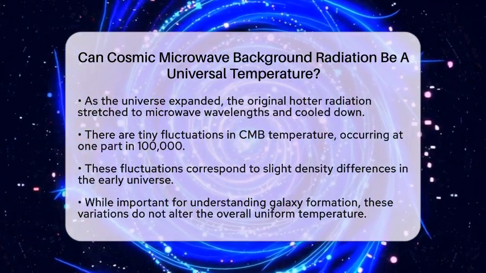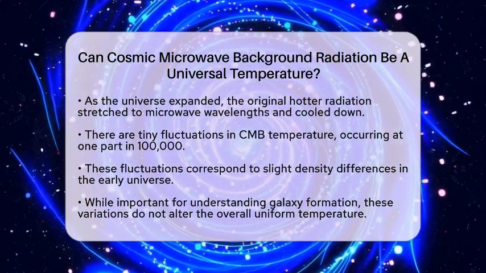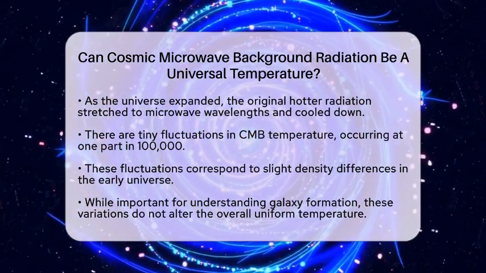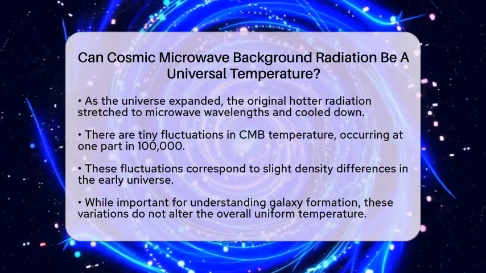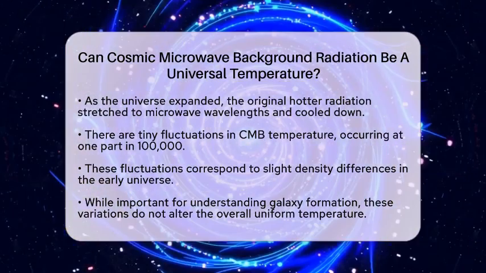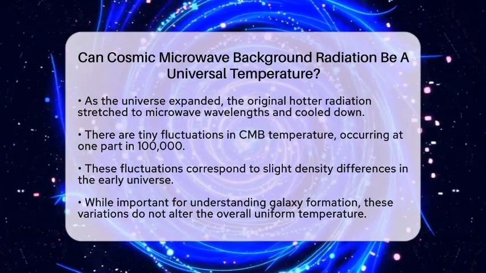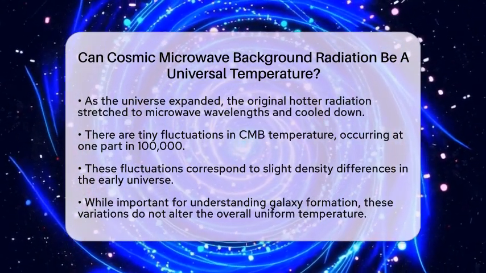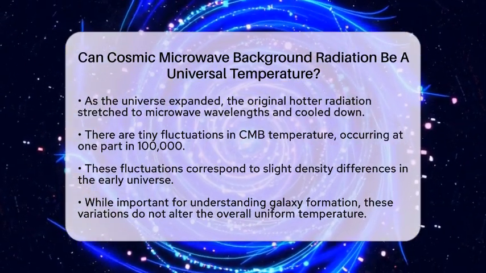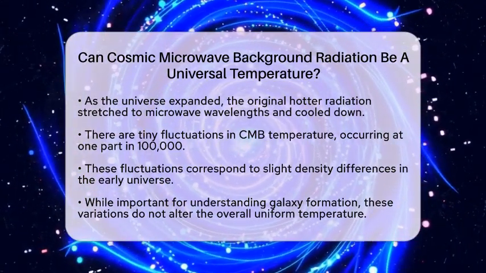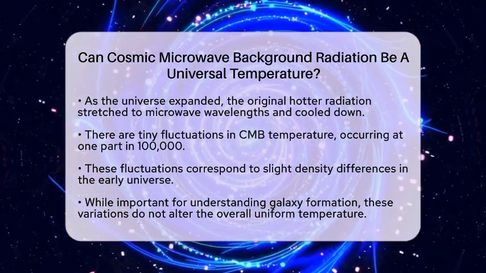While the CMB is mostly uniform, there are tiny fluctuations in its temperature. These variations occur at a level of 1 part in 100,000 and correspond to slight density differences in the early universe. Although these small changes are important for understanding how galaxies and large structures formed, they do not significantly change the overall uniform temperature background.